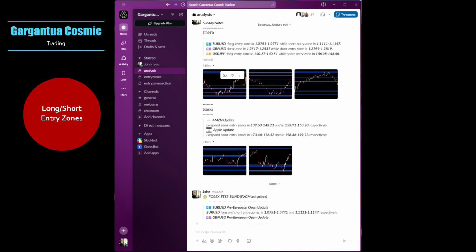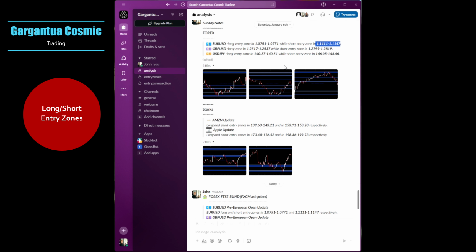There are two types of entry zones, the long entry zones and the short entry zones. Here we see that the Euro USD long entry zone is in 1.0751 up to 1.0771, and the short entry zone is at 1.1111 up to 1.1147. But what do these numbers mean?